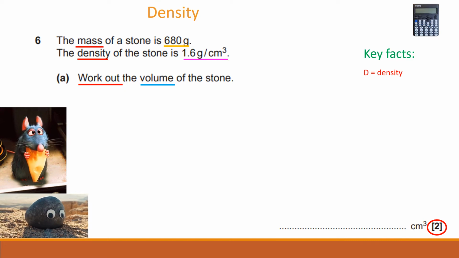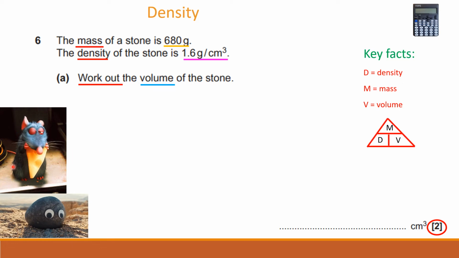Now D stands for density, and if you look at the 2 pictures here that have just appeared, I've got 2 objects, a piece of cheese and a stone. The piece of cheese is less dense than the stone because the cheese has got holes in and the stone is solid. So the stone is much more solid than the cheese. So this is more dense than the cheese. The mass is how much it weighs, and the V is the volume, how much space is inside that object.